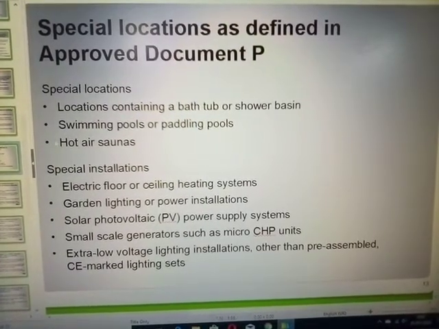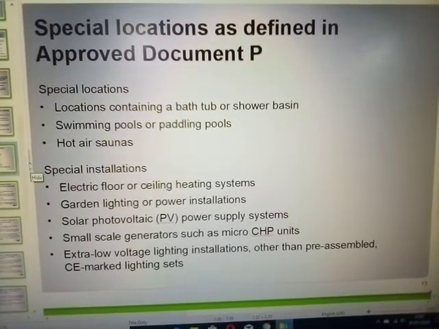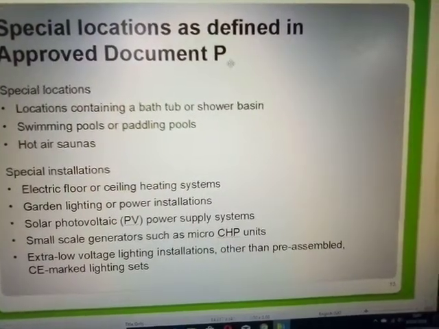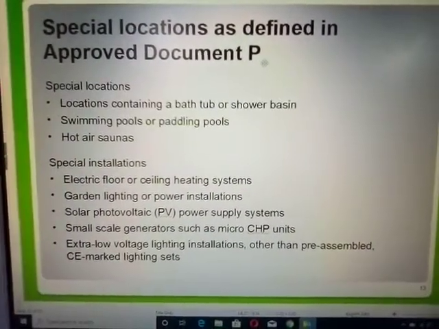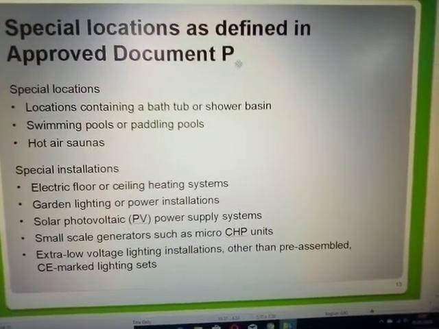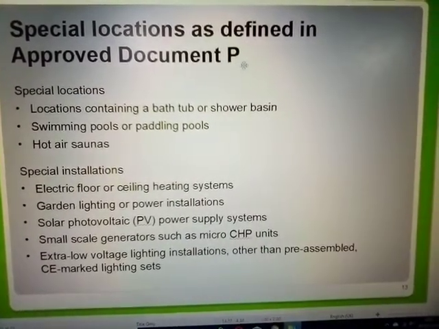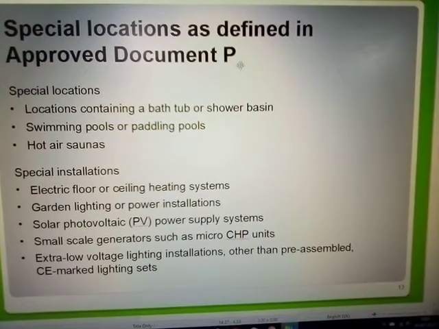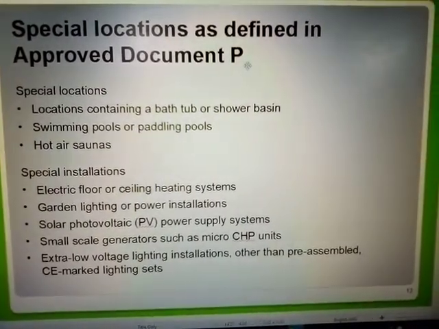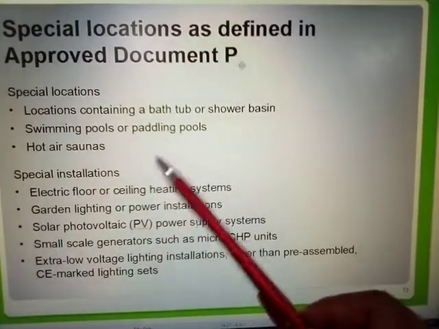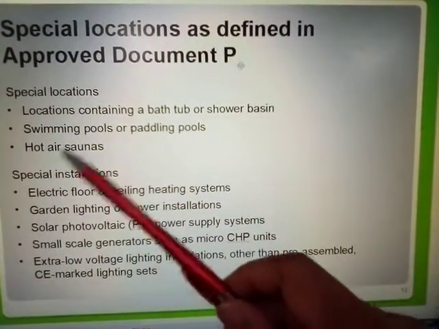Now, special locations. Again, this is specified in the IET regs. Special locations are locations containing a bath, tub or shower basin, swimming pools or paddling pools, hot air saunas.